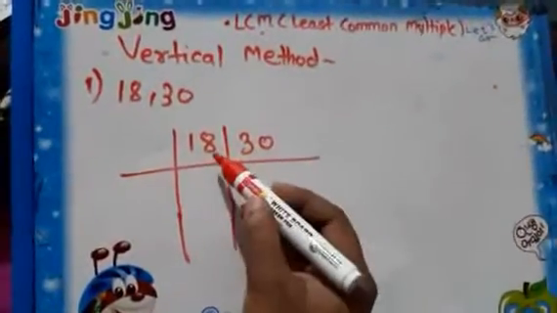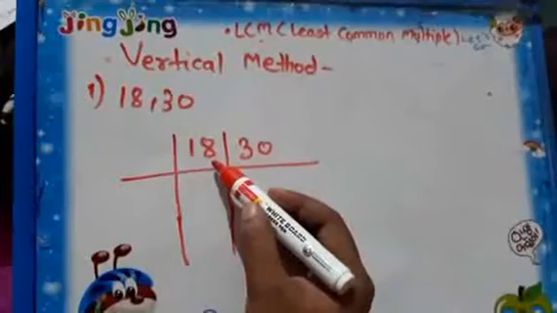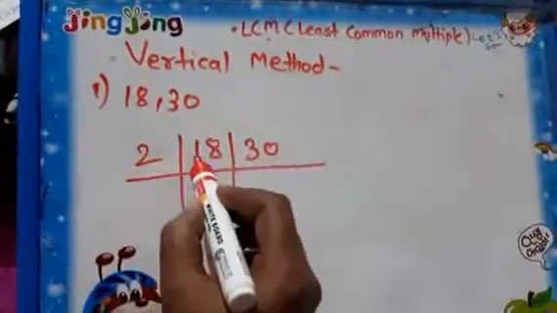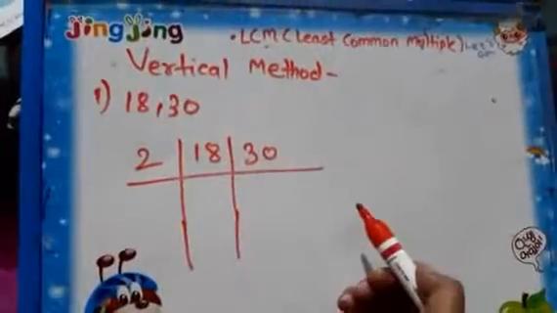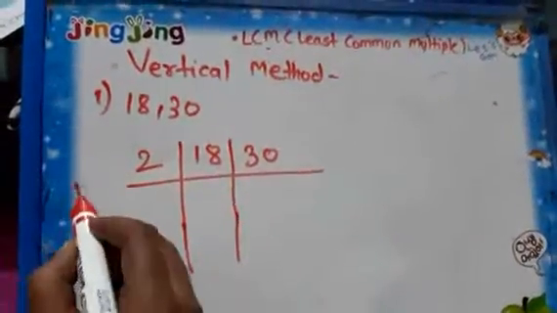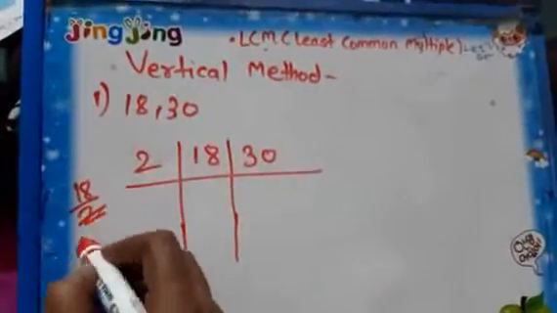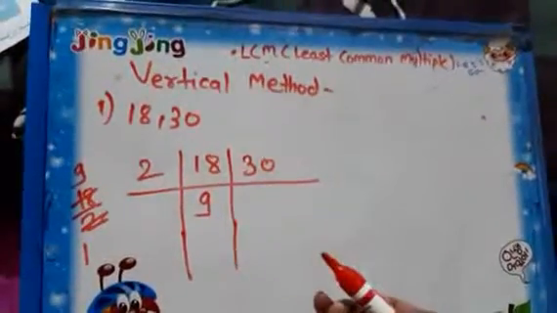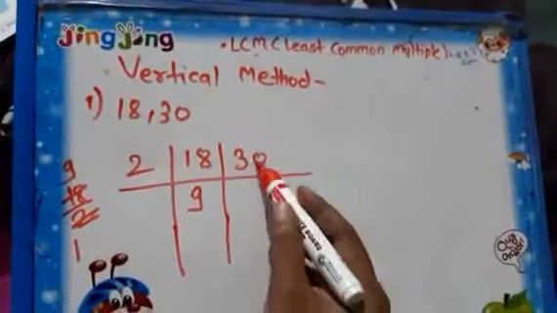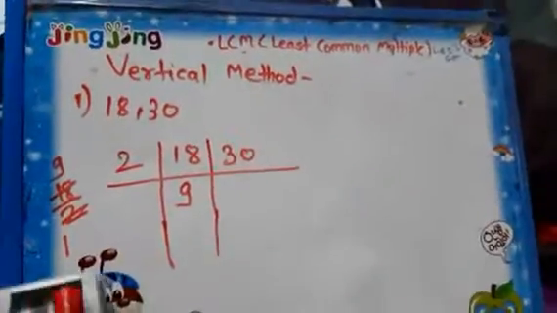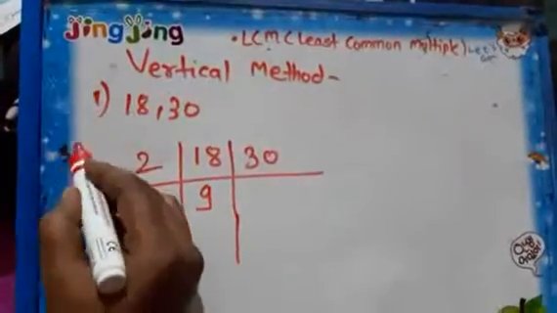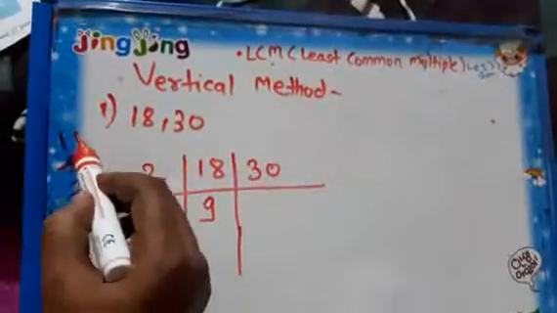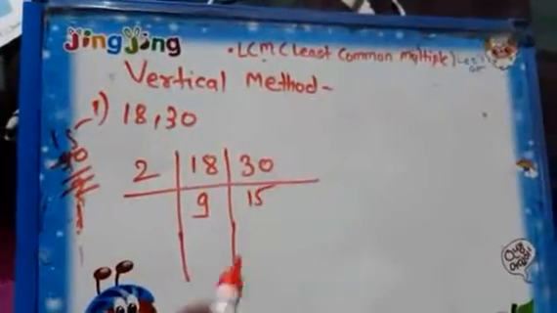So see, at the unit place of both numbers, here is 8 and here is 0. So both are divisible by 2. So for both these numbers we can write 2 here. Now below 18 what should be written? 18 divided by 2. 2 ones are 2, 2 9s are 18. So here it will be 9. Below 30 what should be written? 30 divided by 2. 2 ones are 2, 2 ones are 2, 1 will remain, 5. So it will be 15.